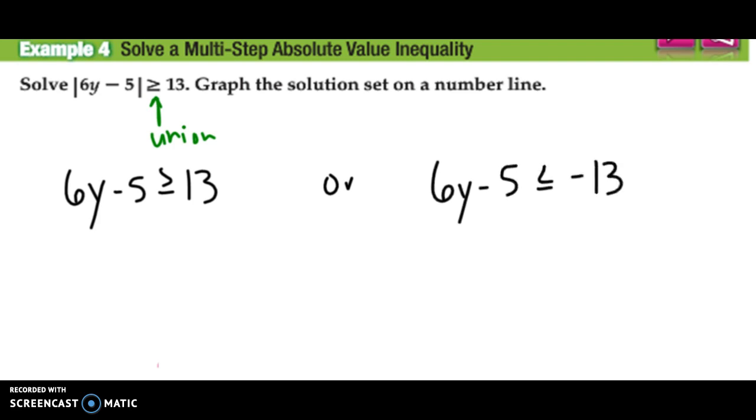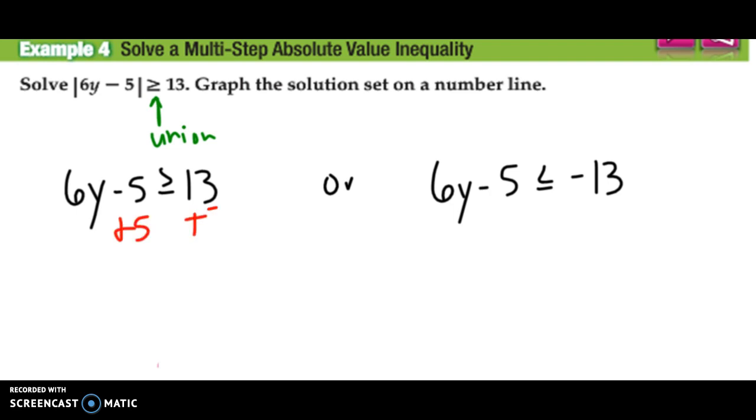negative 13. And if you're confused at why the sign flipped, think of it this way. Okay? Back when we multiplied by negative numbers, we had to flip our sign. So if you think of it, okay, I'm going from 13 to negative 13. It's like flipping my sign. It's like multiplying by negative 1. So now I solve both of these.